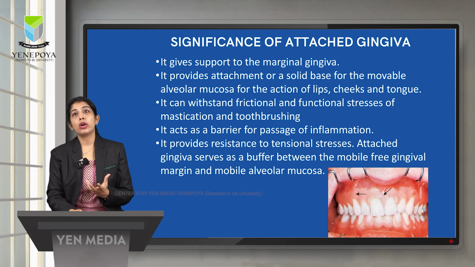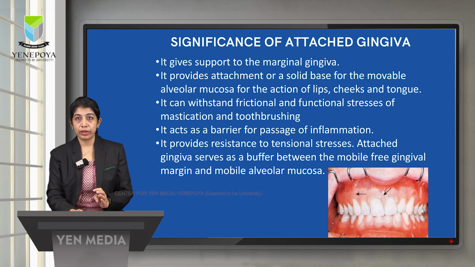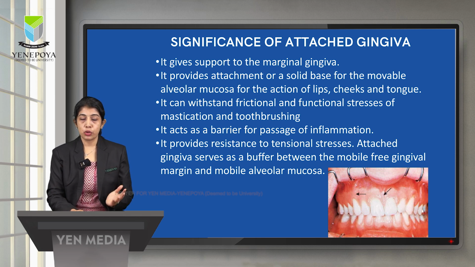So why is it so important that we measure the width of the attached gingiva and make sure we have adequate width of attached gingiva? Because it supports the marginal gingiva, it provides an attachment or a solid base for the movable alveolar mucosa for the action of the lips, the cheeks and the tongue. It can withstand frictional and functional stresses of mastication and toothbrushing. It acts as a barrier for the passage of inflammation and it provides resistance to tensional stresses. So basically it acts as a buffer between the mobile free gingiva and the mobile alveolar mucosa. That is why attached gingiva is very significant when we come to the functions.